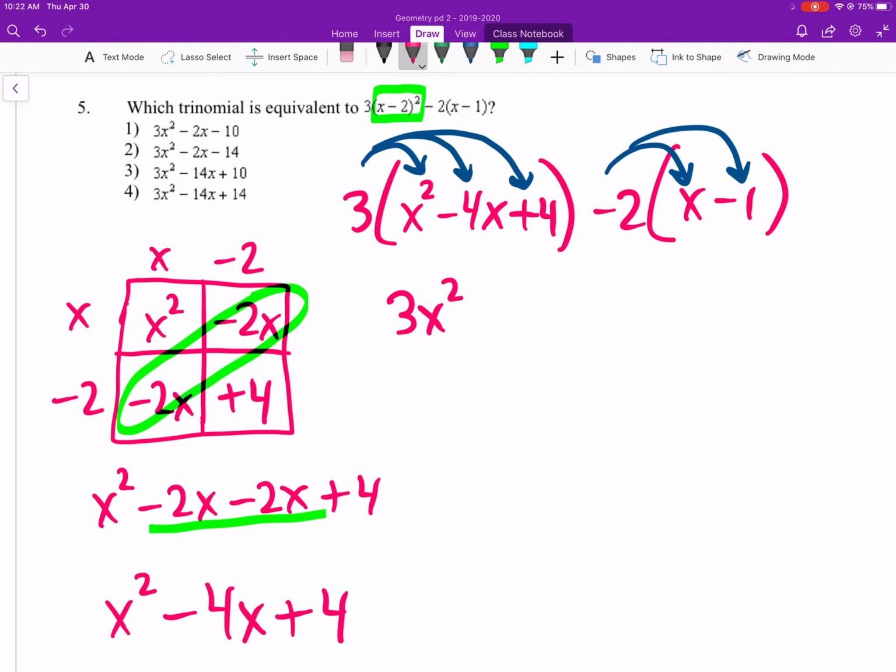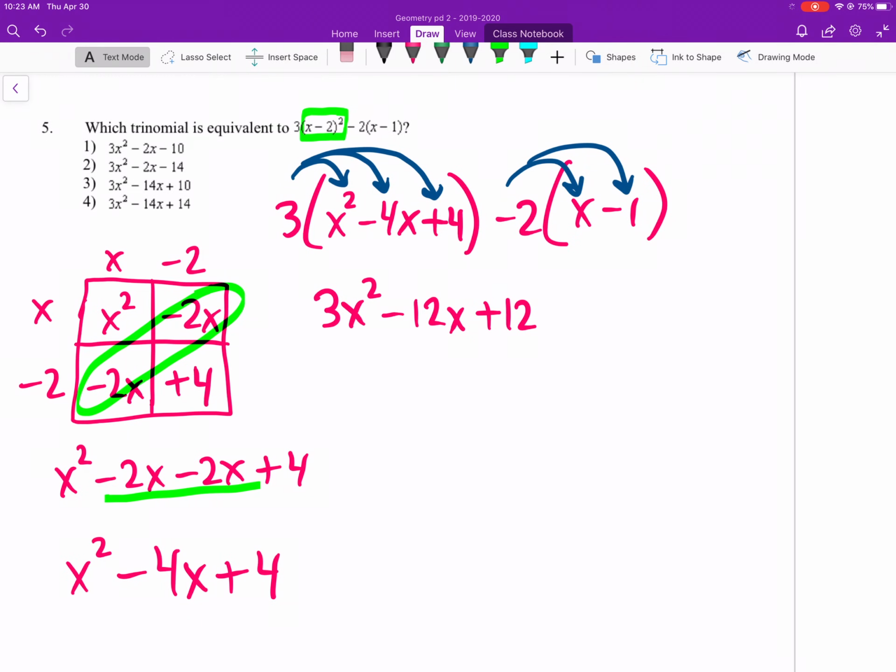3 times negative 4x is negative 12x. And 3 times 4 is 12. Now negative 2 times x is negative 2x, and negative 2 times negative 1 ends up as positive 2. At any point, these little operations that I'm saying like it's nothing, please know you can type it in the calculator if you're not sure what a negative times a negative is. But get familiar with those rules. You'll see them a bunch.